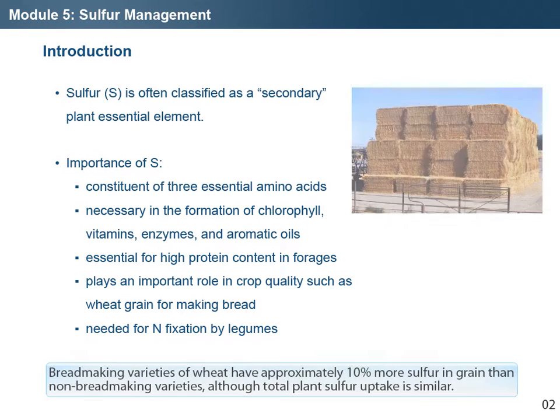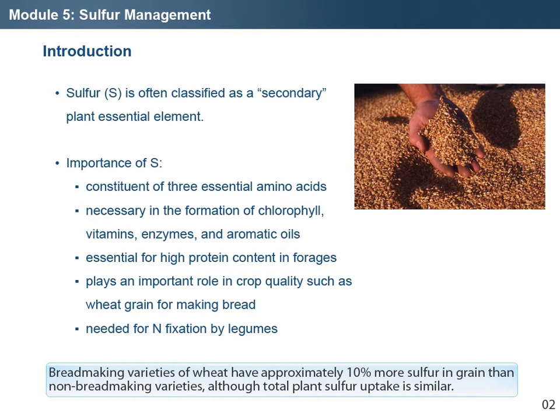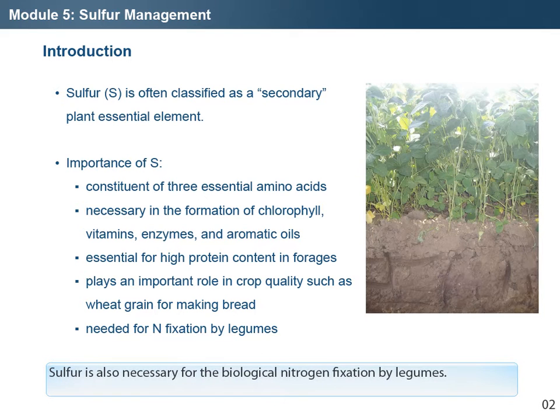and grains. Bread-making varieties of wheat have approximately 10% more sulfur in grain than non-bread-making varieties, although total plant sulfur uptake is similar. Sulfur is also necessary for the biological nitrogen fixation by legumes.